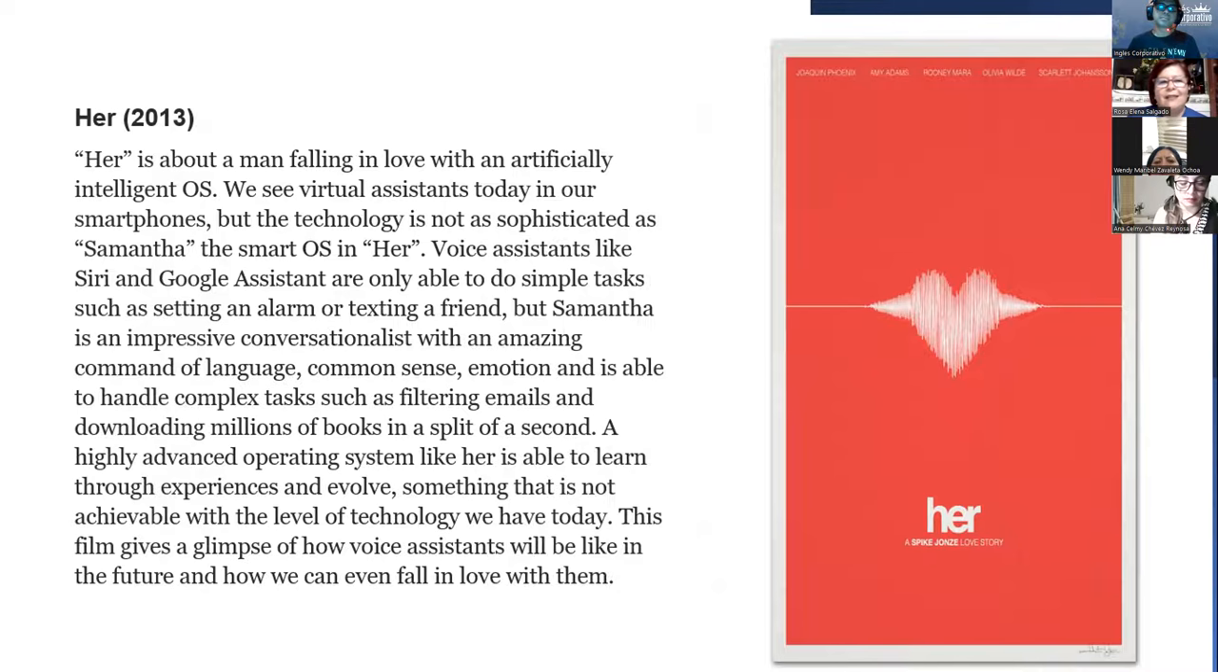We see virtual assistants today in our smartphones, but the technology is not as sophisticated as Samantha, the smart OS in Her. Voice assistants like Siri and Google are only able to do simple tasks, such as setting an alarm or texting a friend. But Samantha is an impressive conversationalist with an amazing command of language, common sense, emotion, and is able to handle complex tasks, such as filtering emails and downloading millions of books in a split second. A highly advanced operating system like Her is able to learn through experience and evolve, something that is not achievable with the level of technology we have today.